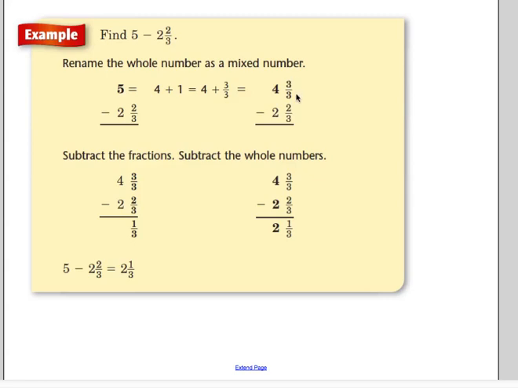And now I have a fraction part that I can subtract from. 3 minus 2 is 1. Denominator is 3, so we got 1/3 there. And don't forget to subtract your whole numbers. 4 minus 2 is 2. So our answer is 2 1/3.